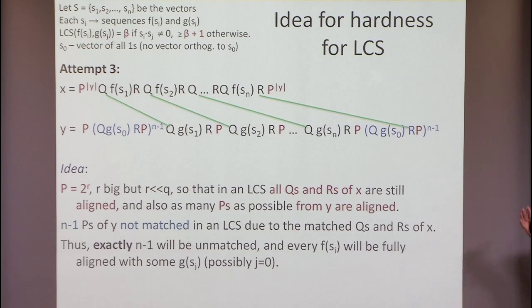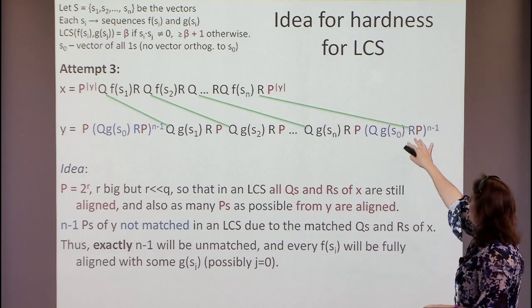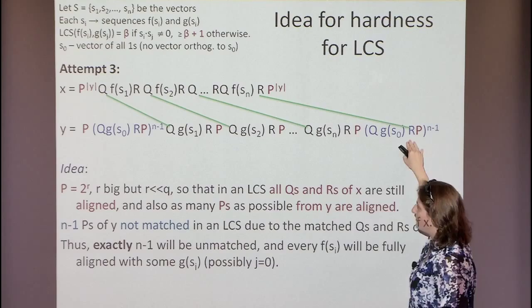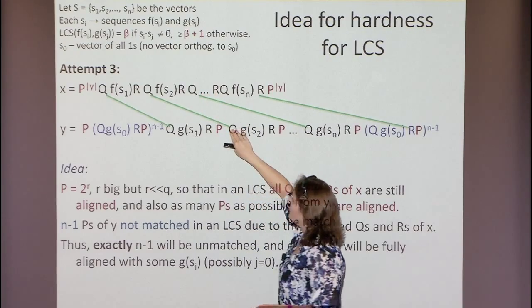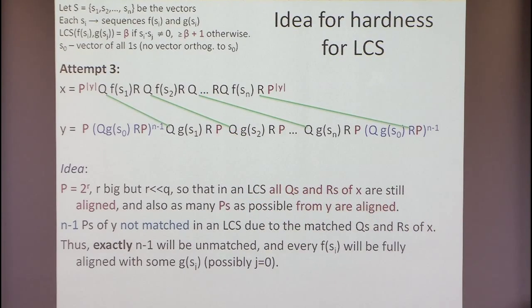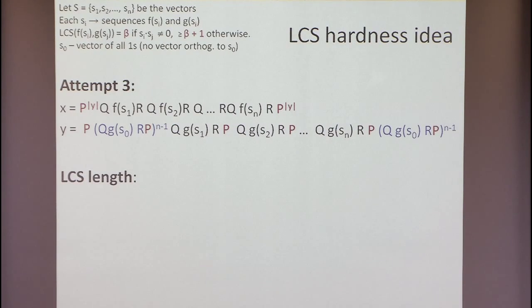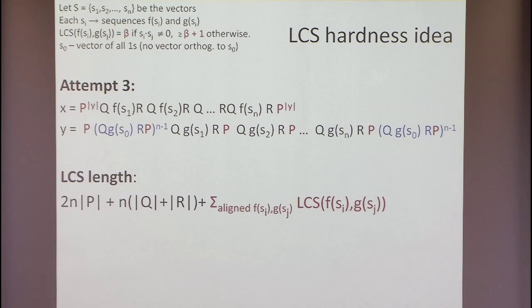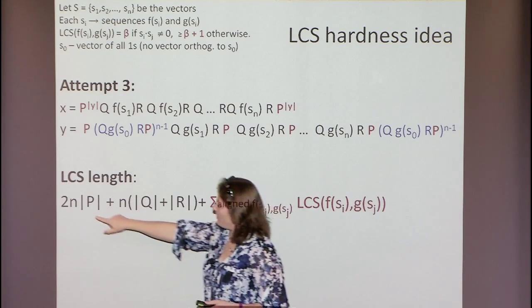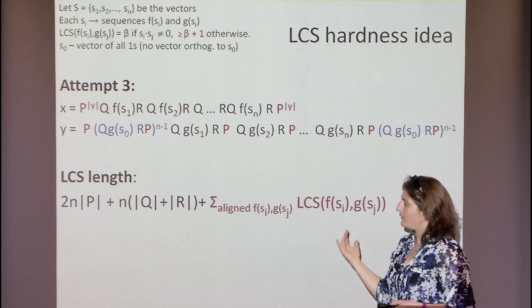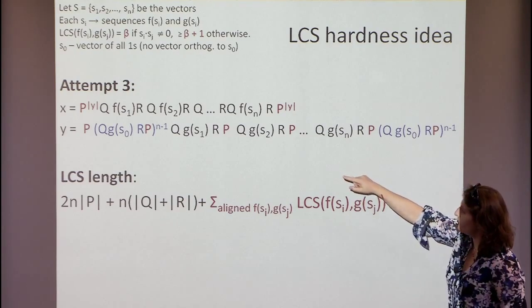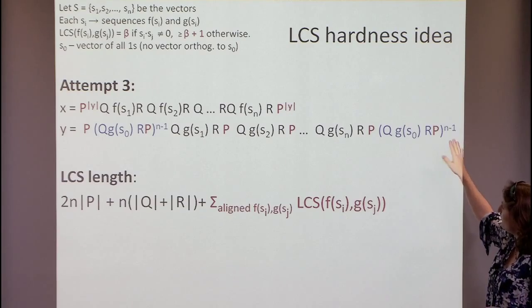So now what we've achieved is that we actually have an alignment of the S sub Is and S sub Js exactly. And because I only put N minus 1 of the all 1s vectors here, and N minus 1 of the all 1s vectors here, there will be some S sub I that is mapped to one of the S sub Js. Okay. So let's talk about the length of the longest common subsequence. You will get 2n times P from aligning the P's, because you lose n minus 1 P's, but you align all of the P's in Y. And how many P's in Y are left?